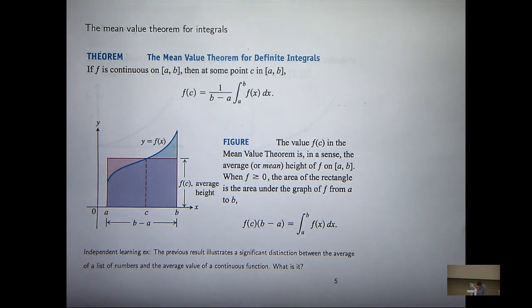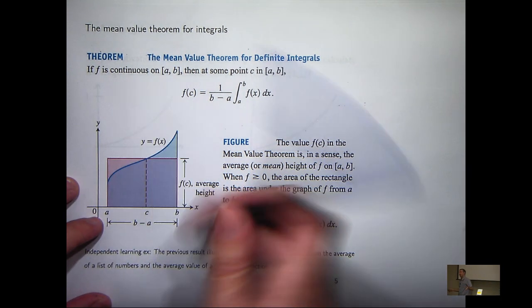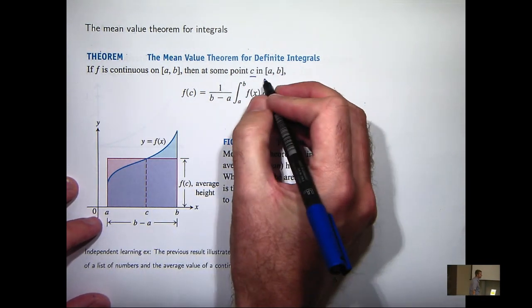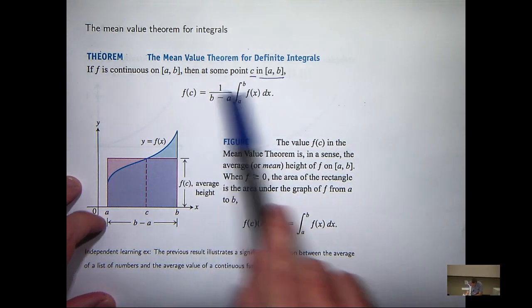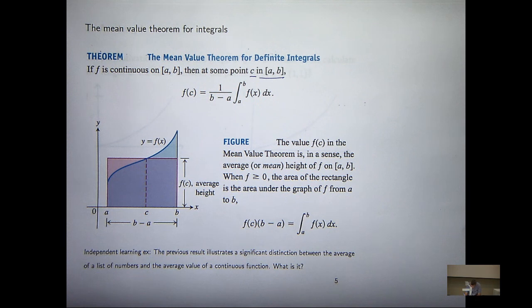A deeper result is the following, the mean value theorem for integrals. Basically, the mean value theorem says exactly what I've just told you out loud. It's got to do with areas under a curve and finding the area of a box such that the two areas are equal. So let's read it out and see what it says. Suppose you have a continuous function, then at some point c in the interval, f of c equals the function's average value. Essentially, a continuous function must achieve its average value at some point.